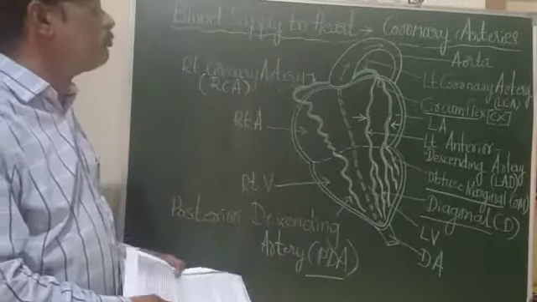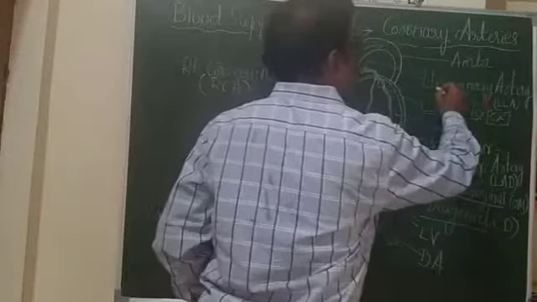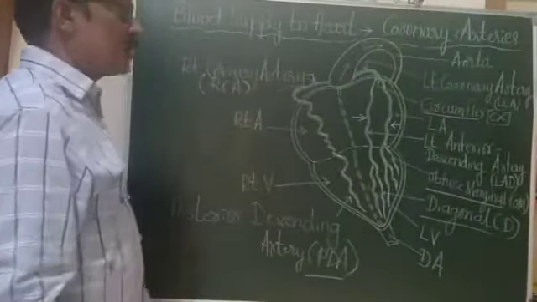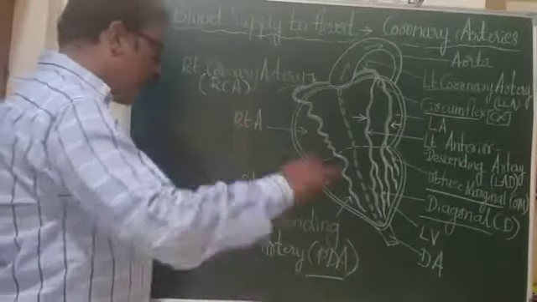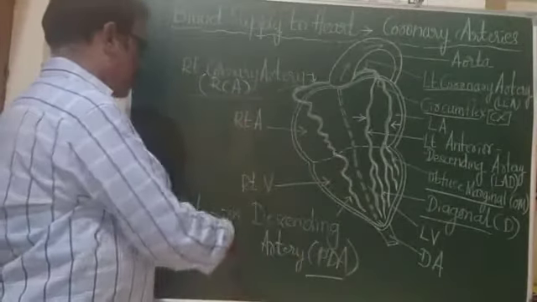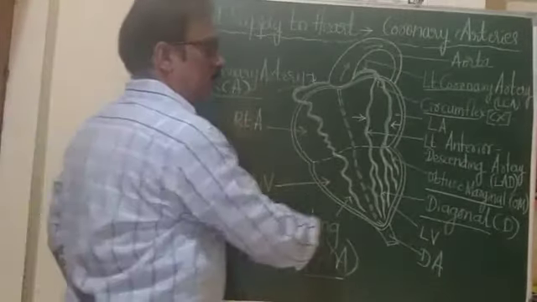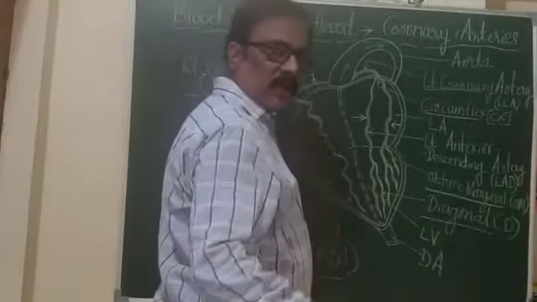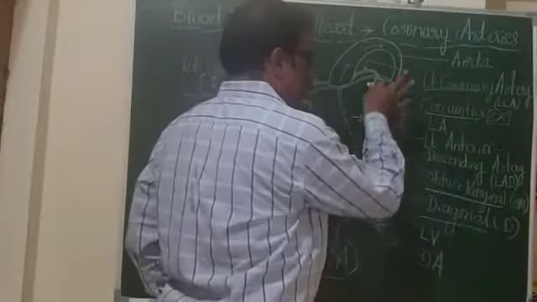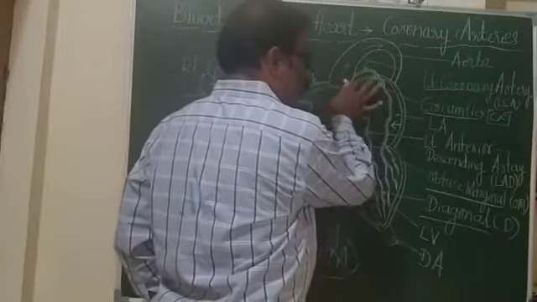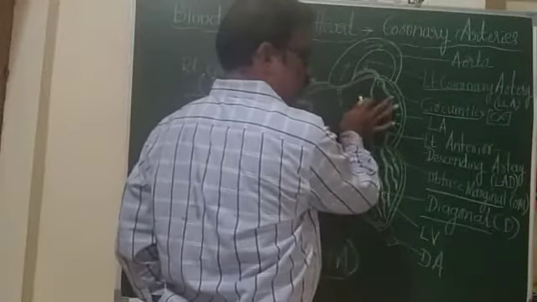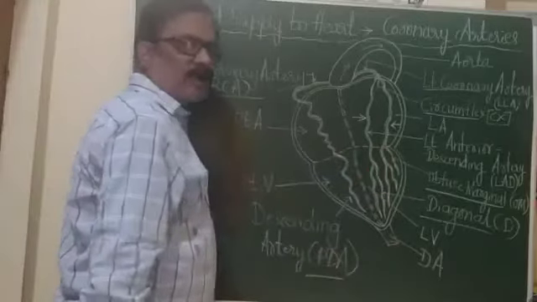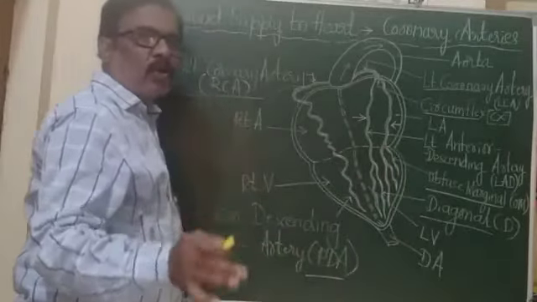So the left coronary artery, LCA, and the right coronary artery, RCA, with their branches like the posterior descending artery, obtuse marginals, and diagonals, collectively supply the blood and nutrients to the wall of the heart. It means to the wall of the auricles and to the wall of the ventricles for their normal function.